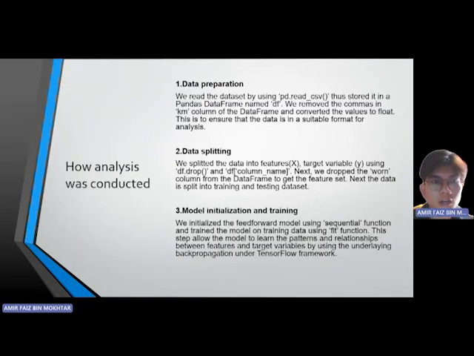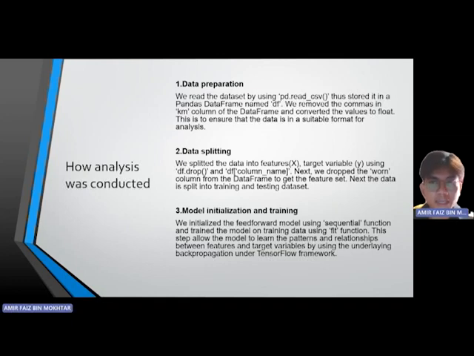Next, I'm going to talk about how the analysis was conducted. The first step is data preparation. We read the data set and store it in a Pandas data frame named df, and then we also remove the commas in the km column of the data frame and convert the values to float to ensure that the data is in a suitable format for analysis.